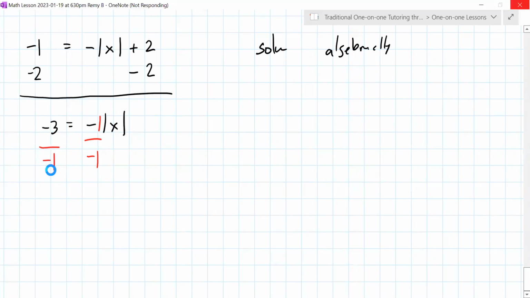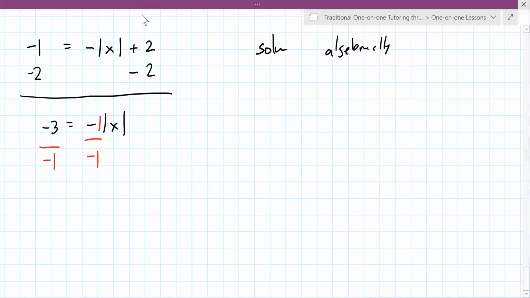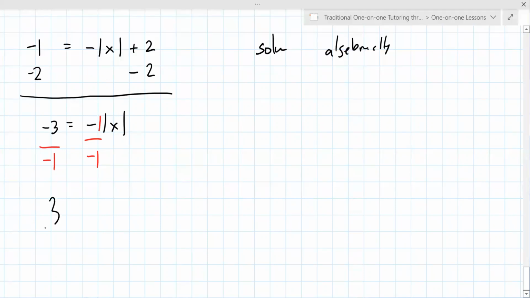-3 divided by -1 is +3. Okay. So +3 equals the absolute value of x. Sorry, just a little technical glitch there. Absolute value of x. So what are the two x values? X equals 3. X equals -3.